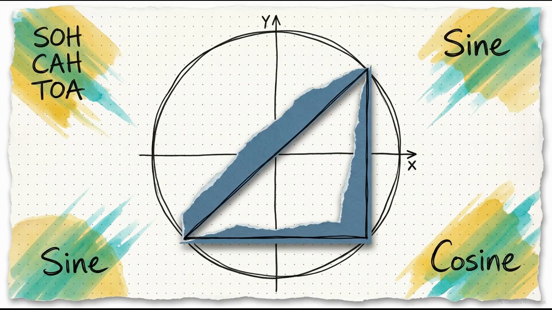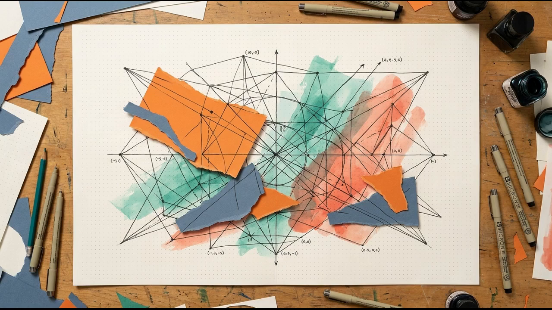By mastering SOHCAHTOA and how the axes map to cosine and sine, you now have the exact vocabulary required to solve advanced angular problems.